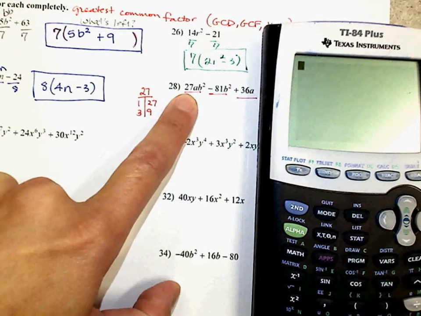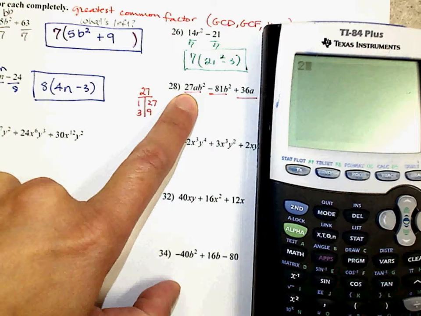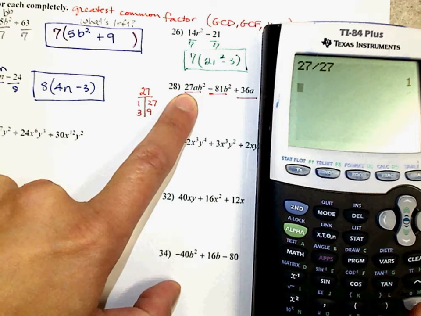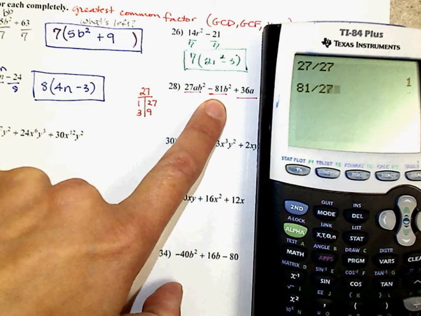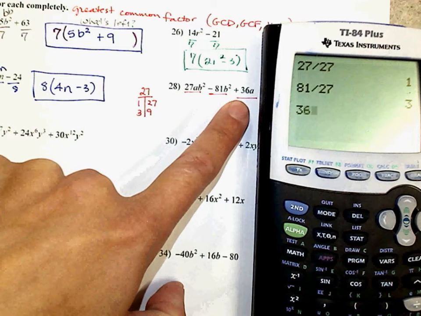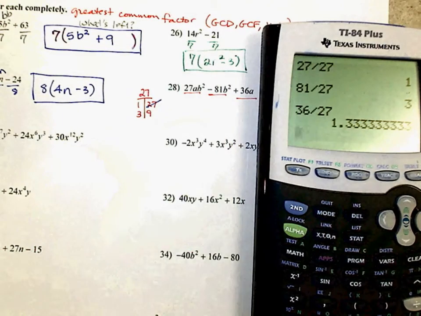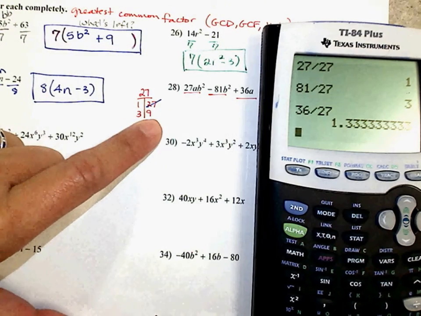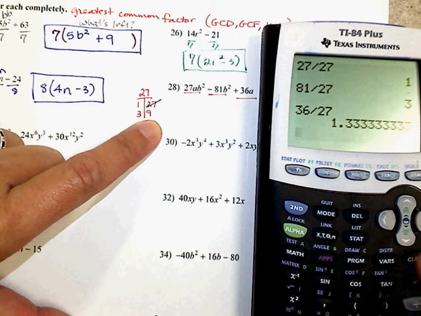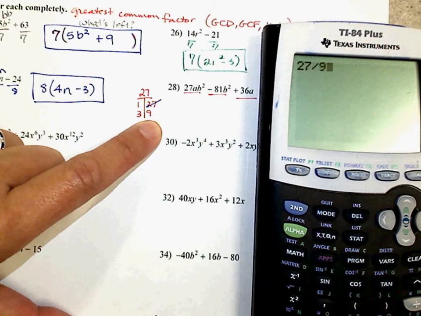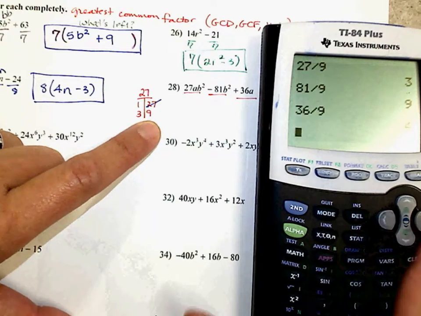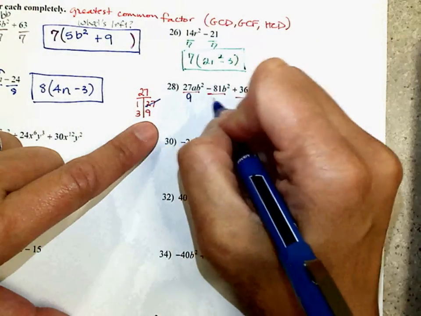27 divided by 27 is 81. See how that works? You want a whole number. 81 divided by 27 is a whole number. 36 divided by 27 is a fraction. So 27 is not the highest number. Next highest number is a 9. So clear it so you don't mess up. 27 divided by 9 is 3. 81 divided by 9 is 9. 36 divided by 9 is 4. Okay, so they all work. So the greatest number that goes into all of these is 9.